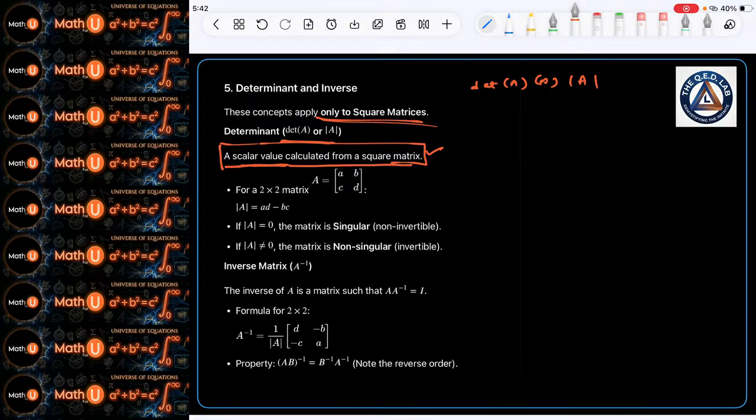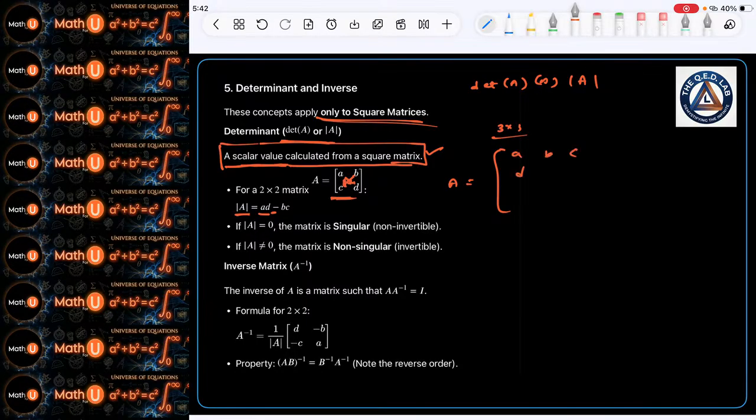Remember this one. If a 2 by 2 matrix is given, determinant of A is just multiply these two elements, we get AD, take minus, then multiply these two elements, we get BC. This is for a 2 by 2 matrix. If a 3 by 3 matrix is given, how to find the determinant?